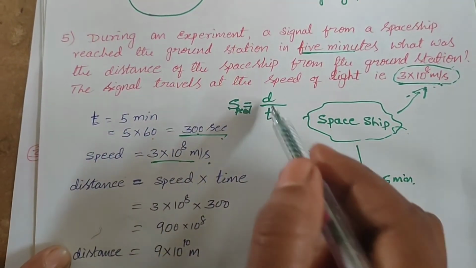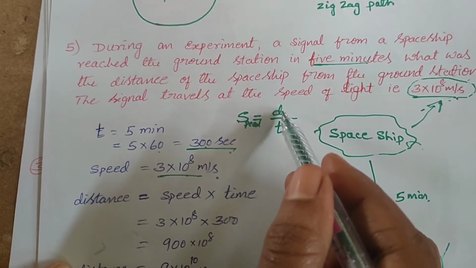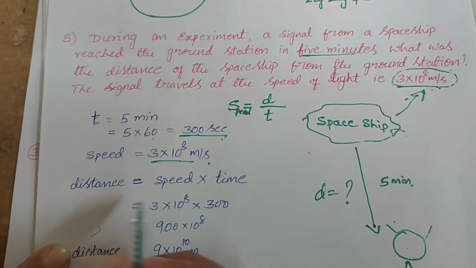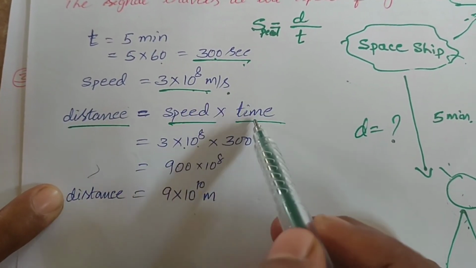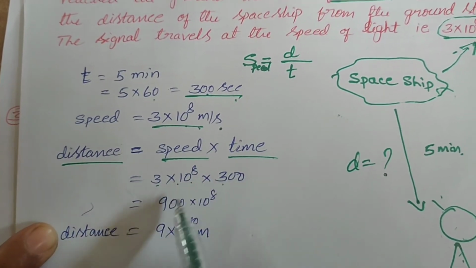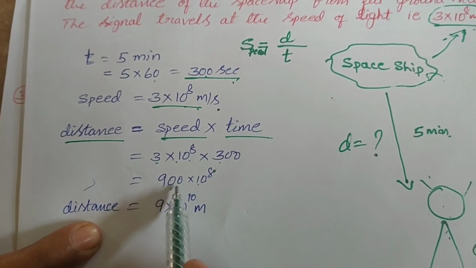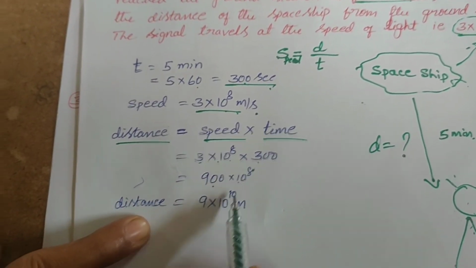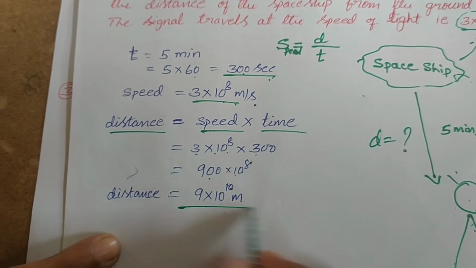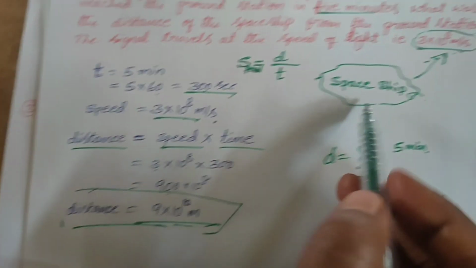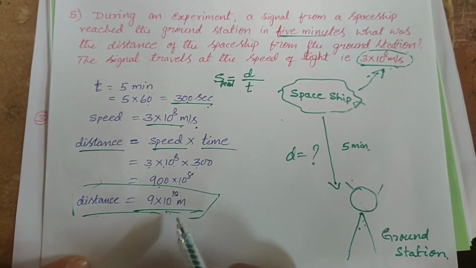By using this formula, we can rearrange to get the distance. Distance is equal to speed into time. The speed is 3 into 10 raised to 8 and the time is 300 seconds. Multiplying these two, we get 900 into 10 raised to 8. Here the zeros can be absorbed into the power of ten, so it becomes 9 into 10 raised to 10 meter. This is the distance travelled from the spaceship to the ground station: 9 into 10 raised to 10 meter.